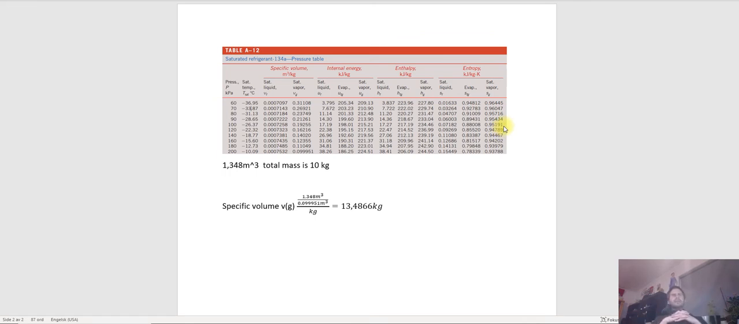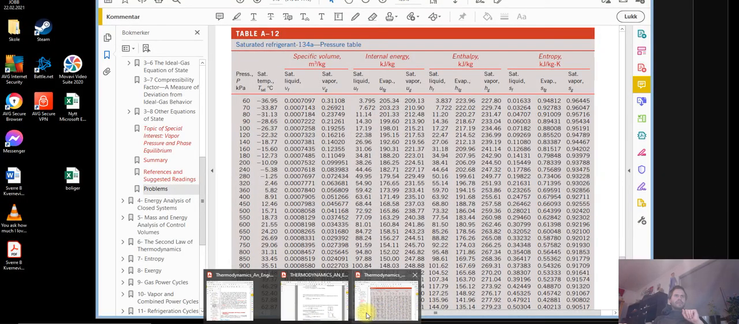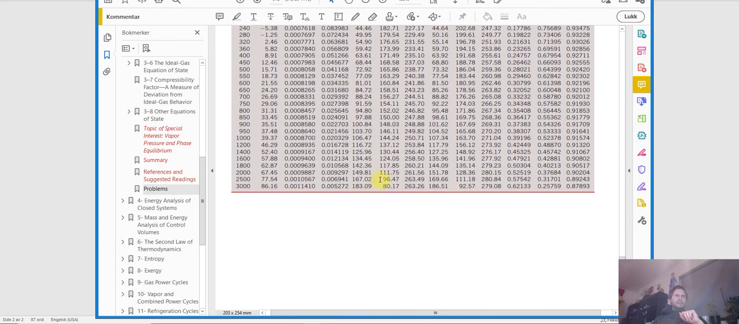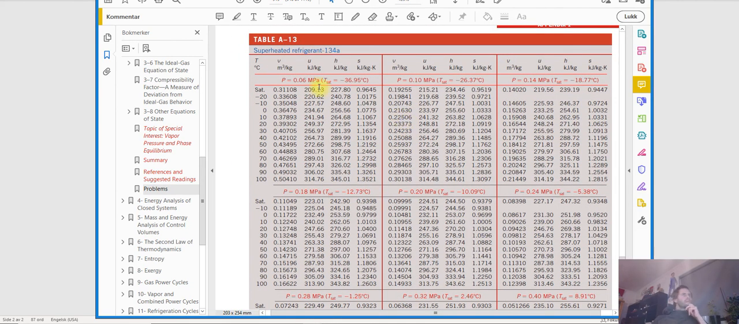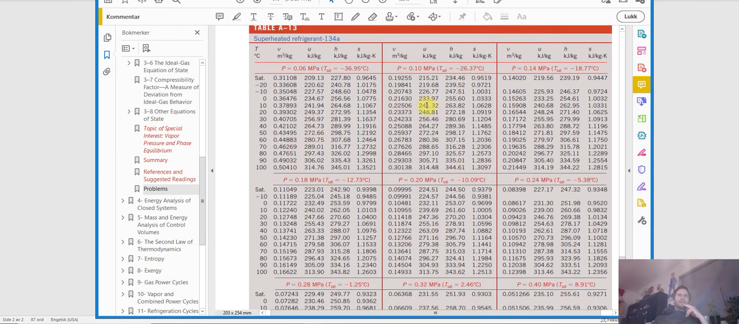Well, it just means that's not the correct specific volume. And that means the refrigerant must be superheated, and we must go look at another table for the correct answer. So let's see at the kilopascal 200 in another table. Here, superheated refrigerant. We have 200 kilopascal. We will look at these places.